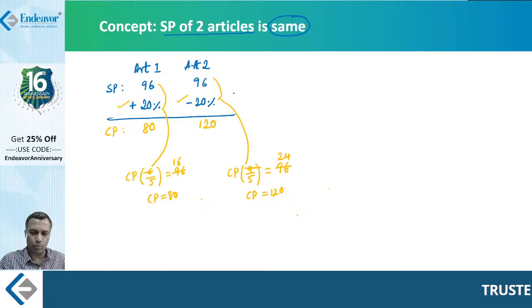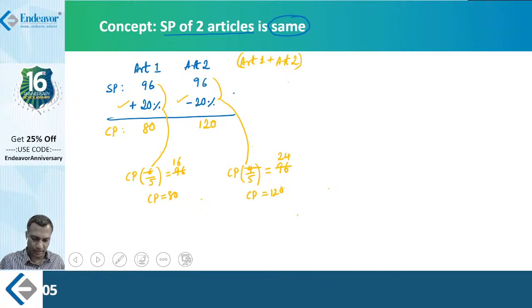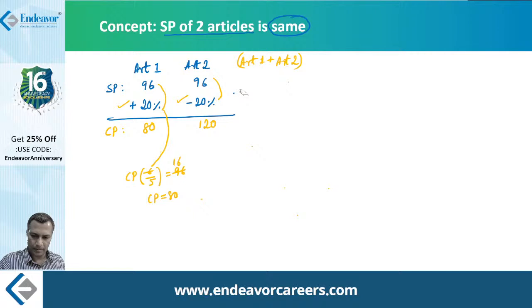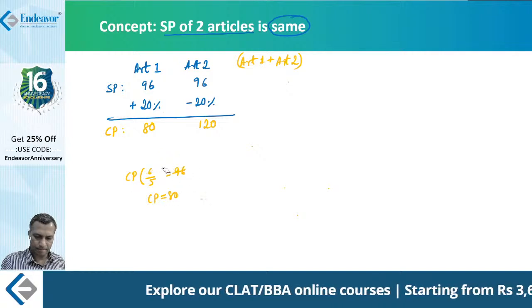All right, let us write both articles put together. Article 1 plus article 2, the complete business, the entire business. What has happened? Let's figure out. Let's understand what happened in the entire transaction. Okay, we are ready with the cost price. Let us put them together.